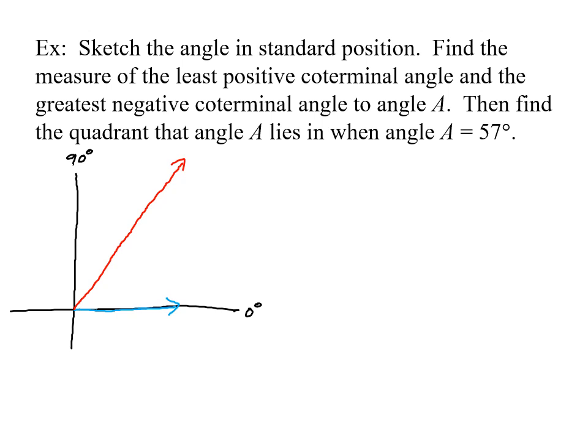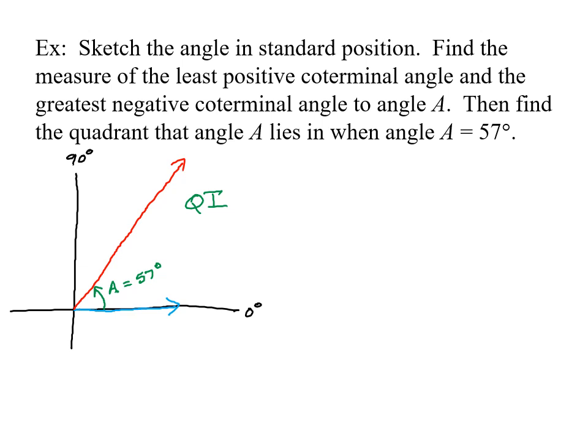It says to sketch it in standard position, so that would look like this. So this is my angle. Well, actually, they call it angle A, so I'll put the A there. So this is angle A, which is 57 degrees. So there's my standard position of my angle. And it says to find the least positive coterminal angle and the greatest negative coterminal angle, and to find what quadrant it lies in. Well, the quadrant, this is in quadrant 1.